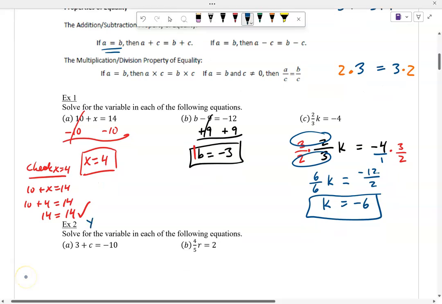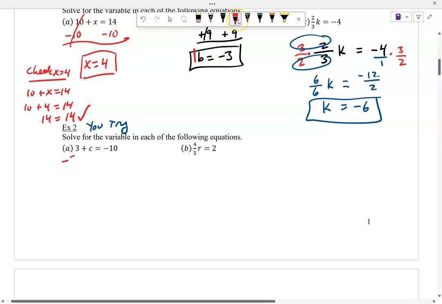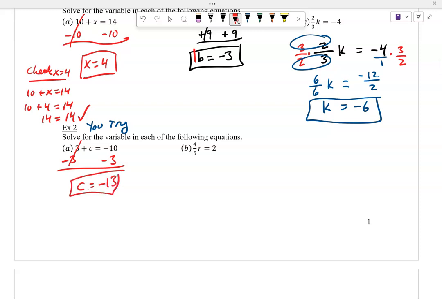Why don't you guys try this problem right here? Go ahead, pause the video and try both of these. All right, on this first one, you should have subtracted 3 on both sides. And so you'd end up with negative 10 minus 3, negative 13.